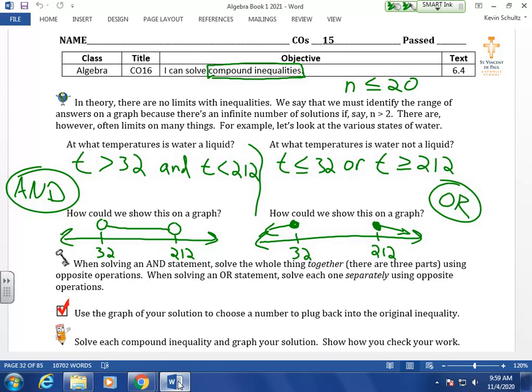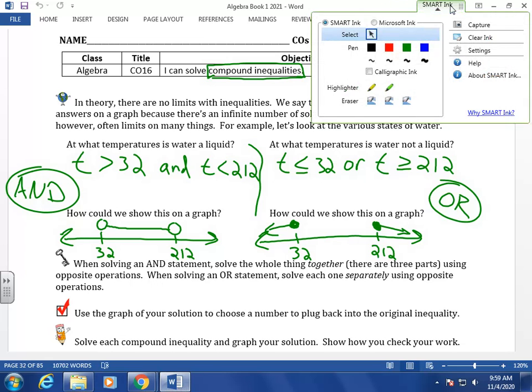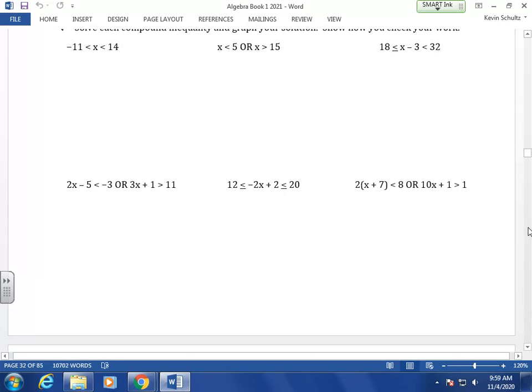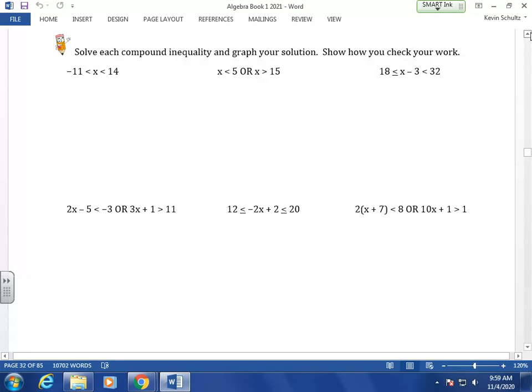Okay. So here it is in the verbal explanation, the application of it. The algebraic inequality stuff is down below here. It says solve each compound inequality and graph your solution. Show how you check your work.